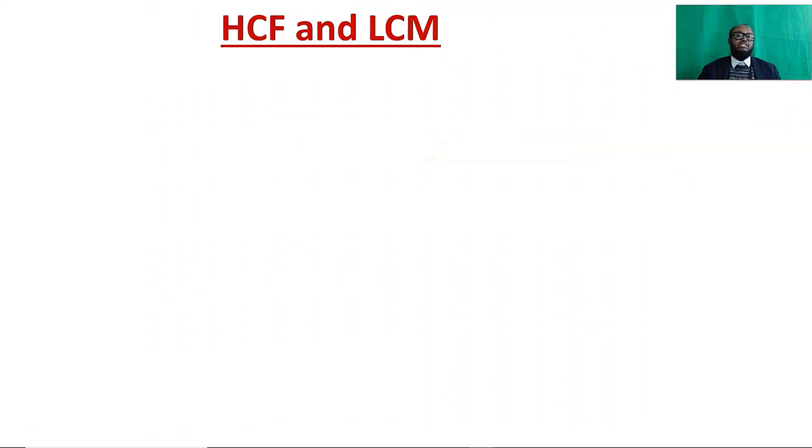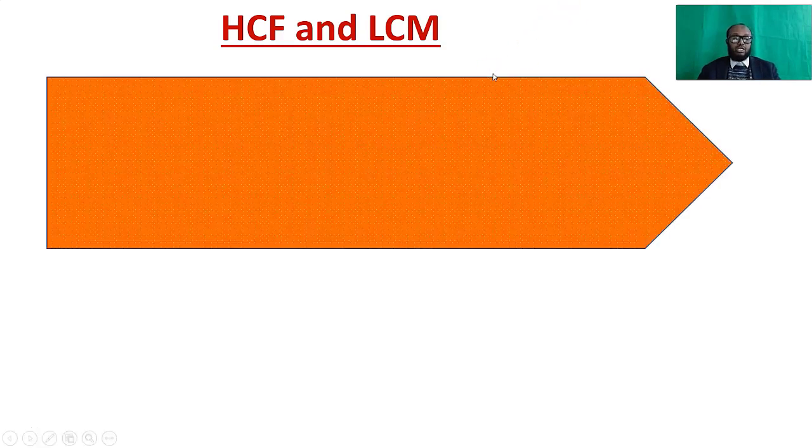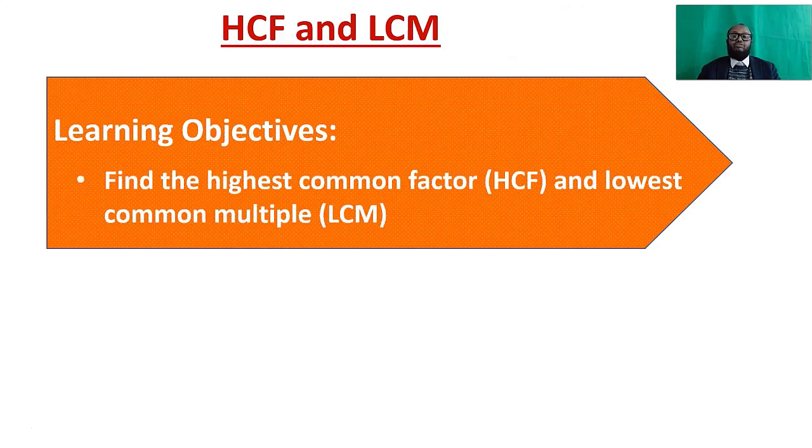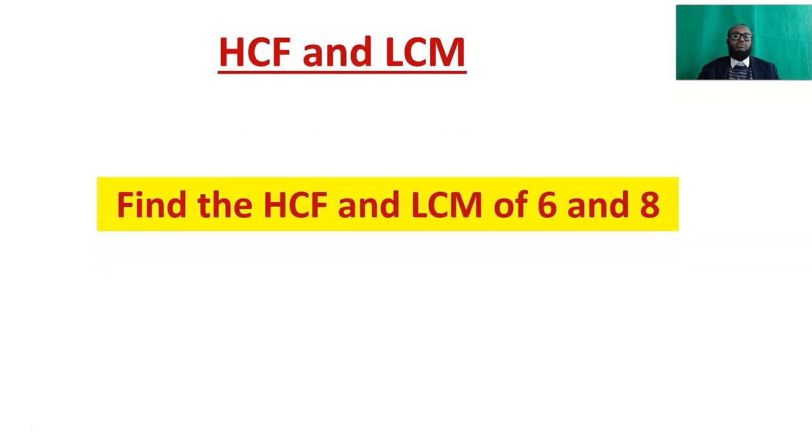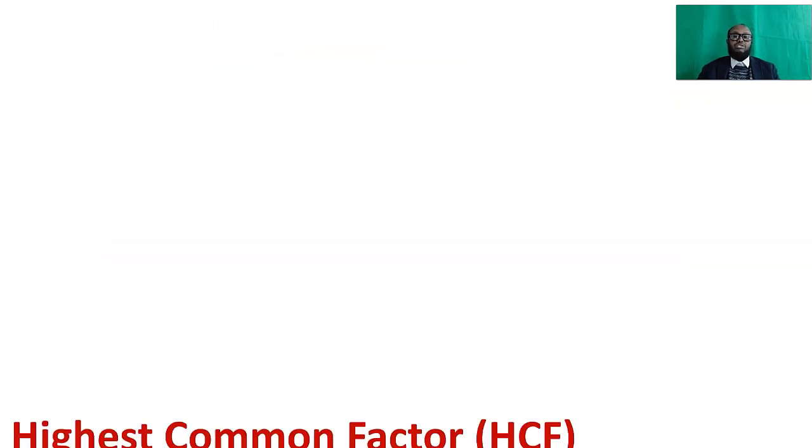Okay, the title is HCF and LCM. HCF stands for the highest common factor and LCM stands for the lowest common multiple. We have two learning objectives. Finding the highest common factor is our first learning objective, and finding the lowest common multiple is our second. So let's start. Highest common factor and lowest common multiple of 6 and 8.